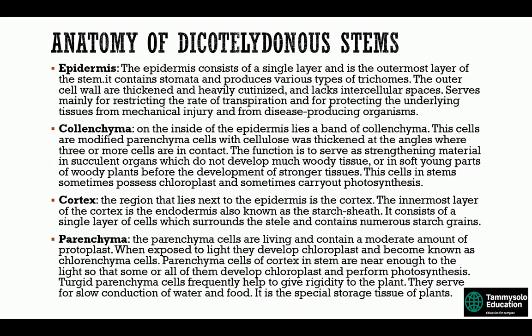Their cells are living and contain a moderate amount of protoplasm. When exposed to light, they develop chloroplasts and become known as chlorenchyma cells. Parenchyma cells of the cortex in stems are near enough to the light so that some or all of them develop chloroplasts and perform photosynthesis. Turgid parenchyma cells frequently help to give rigidity to the plant. They serve for slow conduction of water and food. It is a special storage tissue of plants.